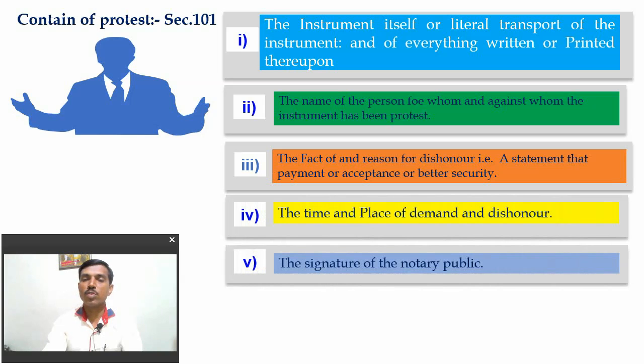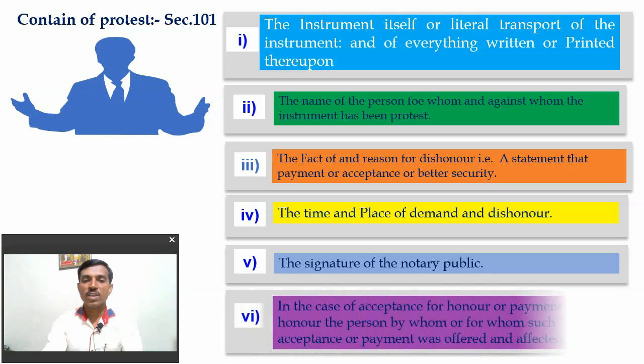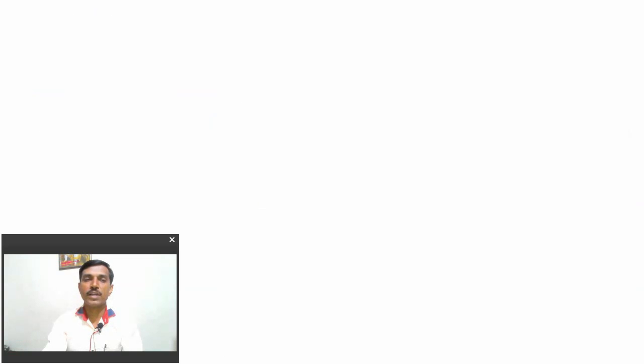The signature of the notary public is necessary, because the notary public is necessary in noting, and at that time we take the certification, which is called protesting. In case of acceptance for honor or payment for honor, the person by whom and for whom such acceptance or payment was offered and effected must also be mentioned.